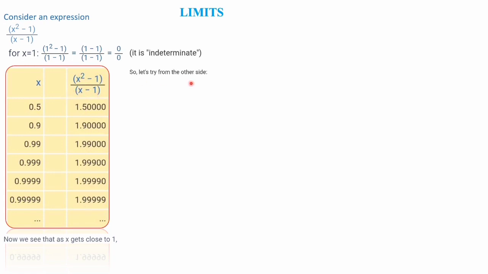So let's try it from the other side. Other side in the sense, you can see there is a number line, and in this number line the value of 1 is marked in the middle, and left side is 0.5 and right side is 1.5. First we have substituted from 0.5, means left side of 1, and we have got the value of the function approaching 2. And now we will try from the other side, means from the right side.